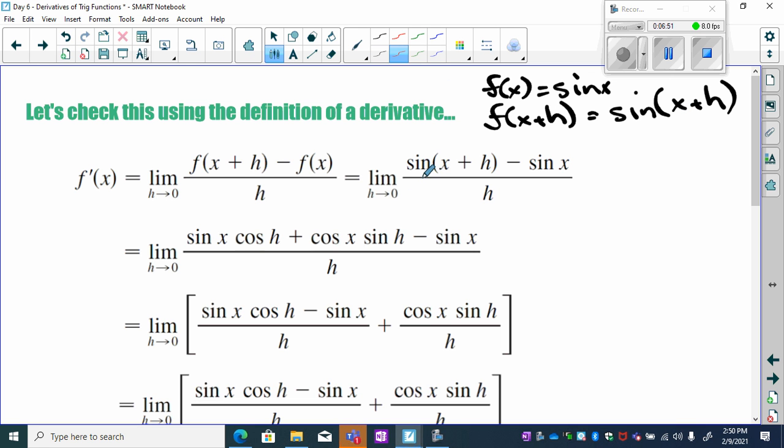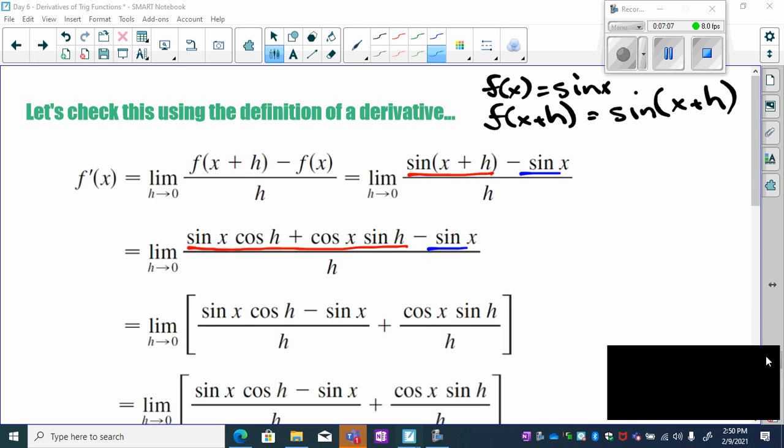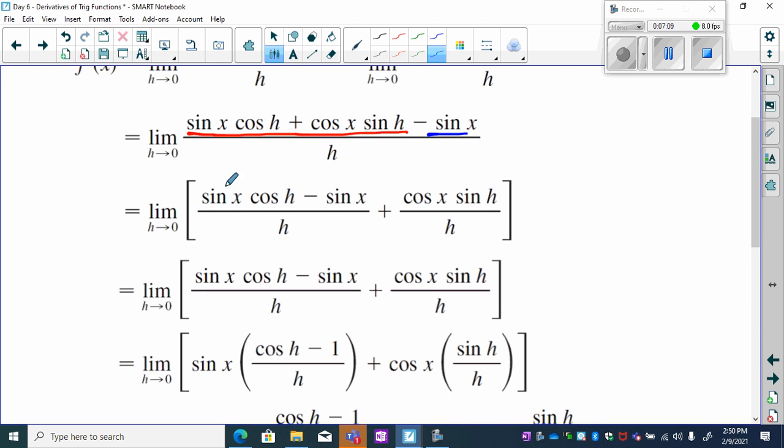So I can replace this with the following: sine x cos h plus cos x sine h. The minus sine x didn't change; it's still right here. And then we reorganize it a little bit. I wrote sine x cos h minus sine x over h, and I separated this into a separate term, cos x times sine h over h. And that's a legal move. As long as the denominator is the same, you can add the numerators and it would bring you back here.